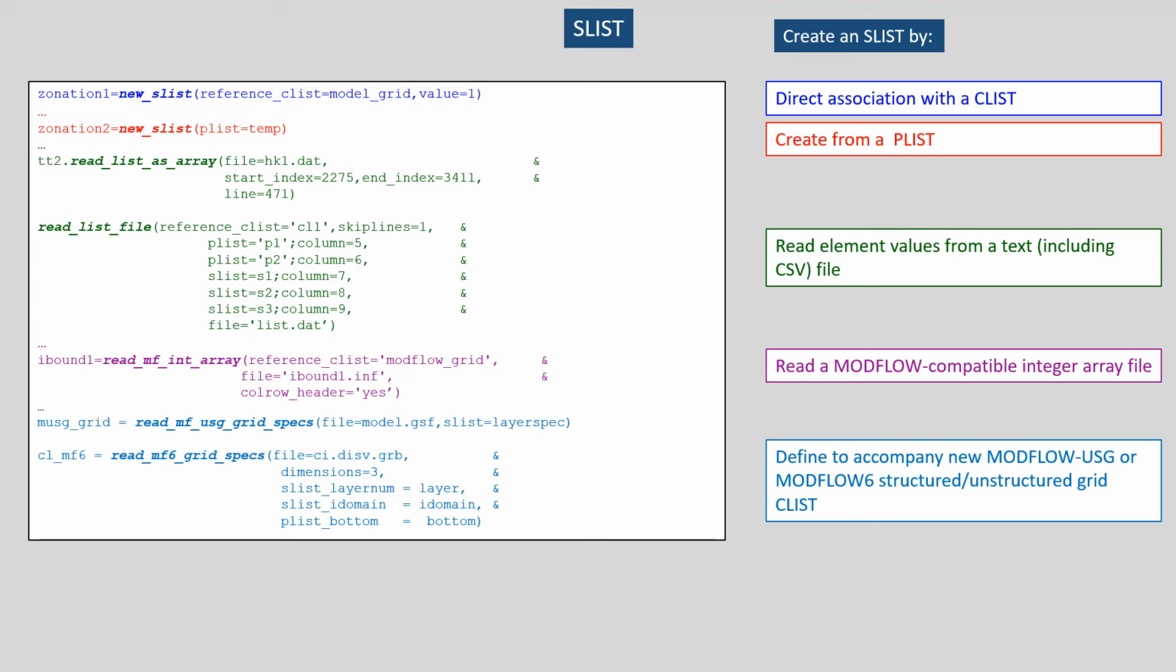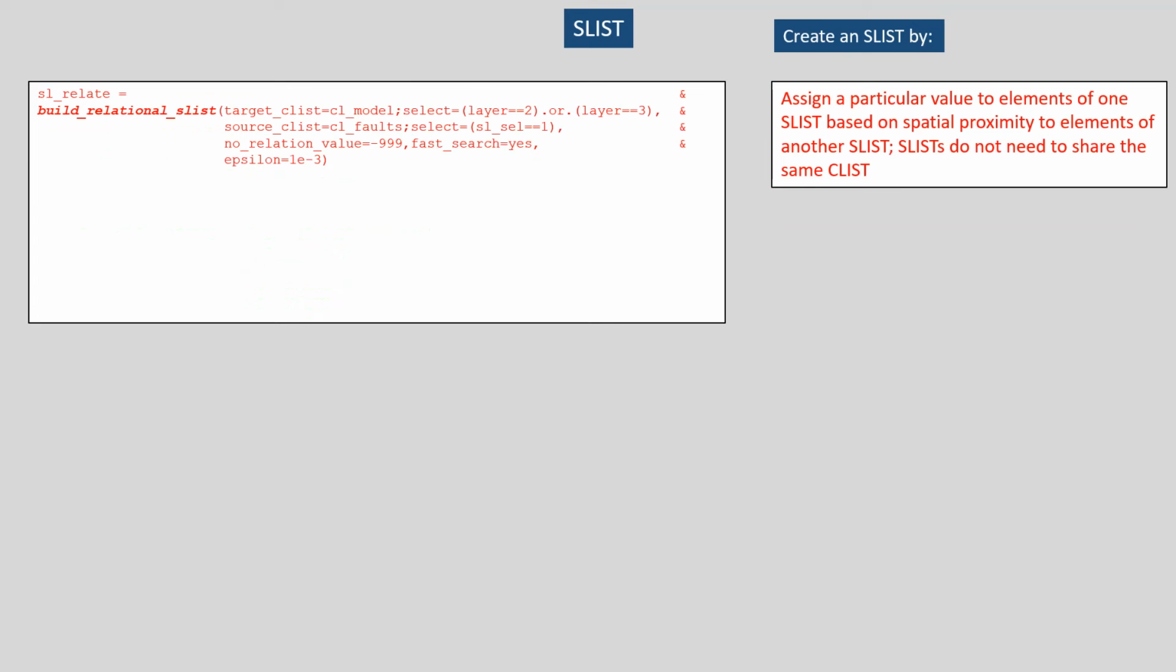Some SLists can be created using these special CList creation functions, in which SLists are also created. For example, the SList may refer to the layer of each cell in a ModFlow USG or ModFlow 6 grid. And there are more complicated ways to build SLists, for example by assigning a particular value to elements of one SList based on spatial proximity to elements of another SList. The SLists do not need to share the same CList.